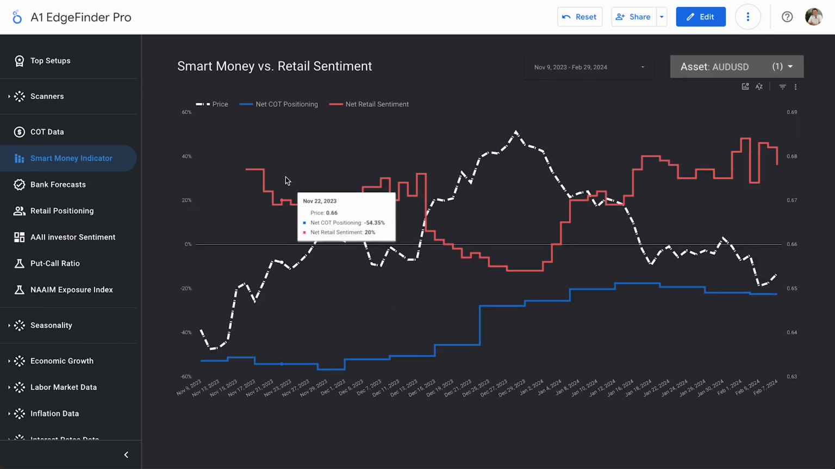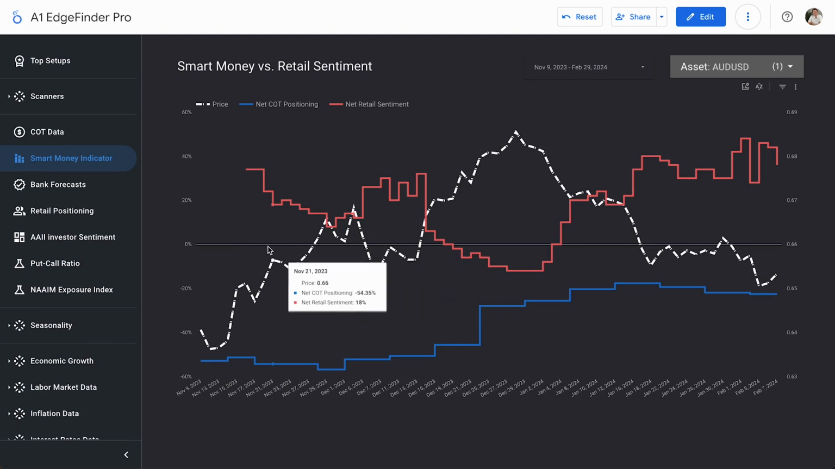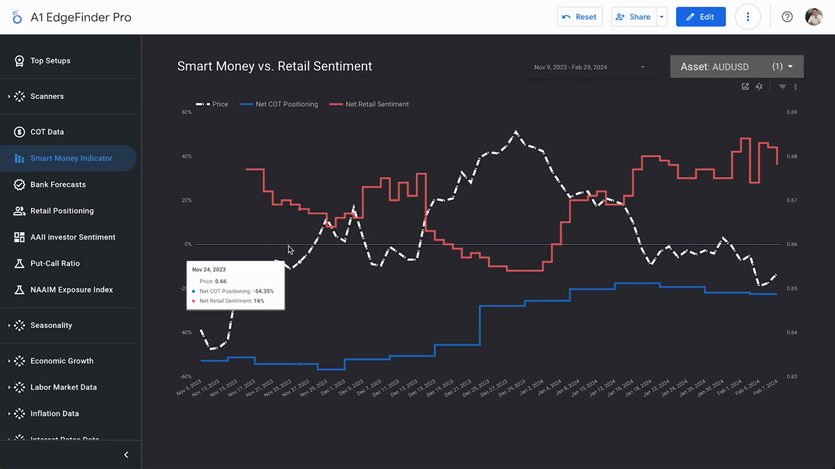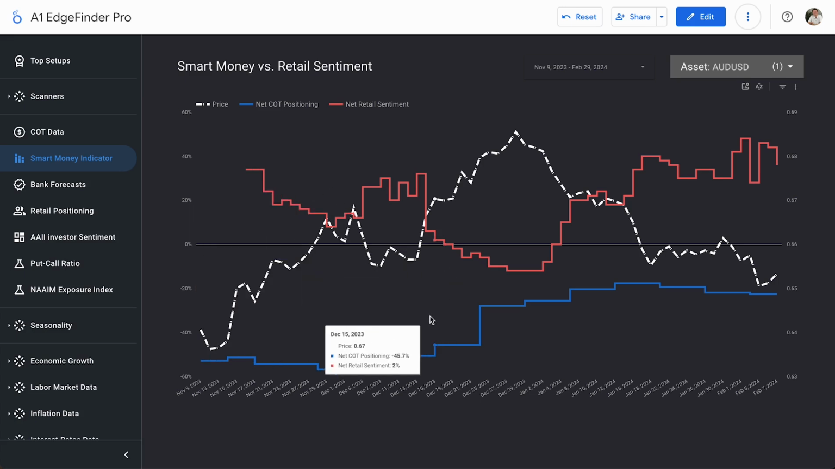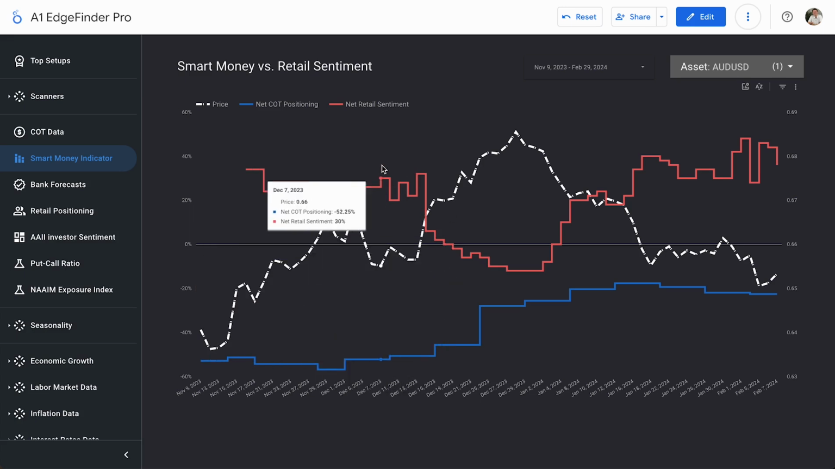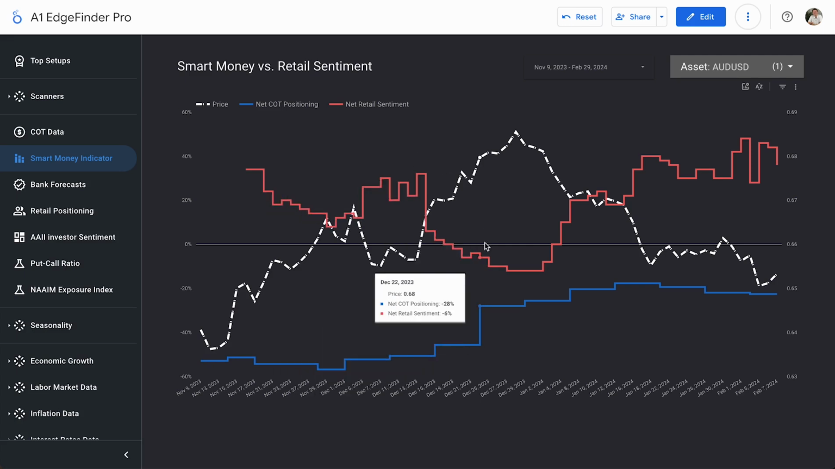And this red line right here is retail sentiment. So the more above this zero, this neutral line right here, that this red or blue line is, the more bearish or more bullish they are on that particular asset.